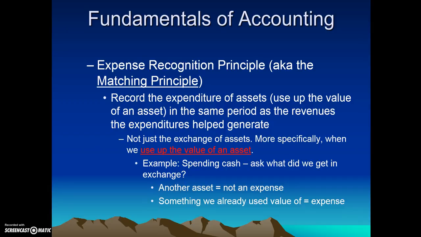Two things to think about. You want to match the expenses with the revenues, and you want to think about, have we used up the value of an asset or used up a portion of the value of an asset? If so, we've got to record an expense. Just spending cash, and most of you will fall into that trap. You're going to see, hey, this company spent cash, that's an expense. Absolutely not. Do not be confused by that. Ask the question, what did the company get in exchange? Did they use up all that cash, or did they just get another asset instead of cash?